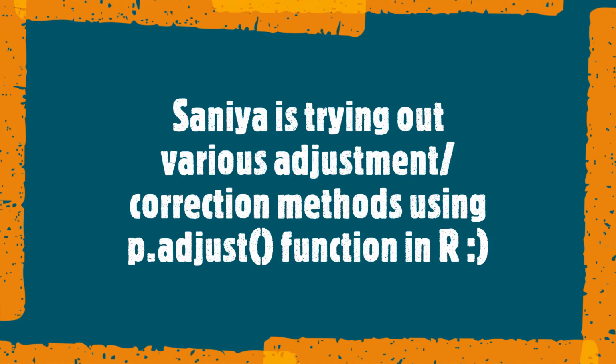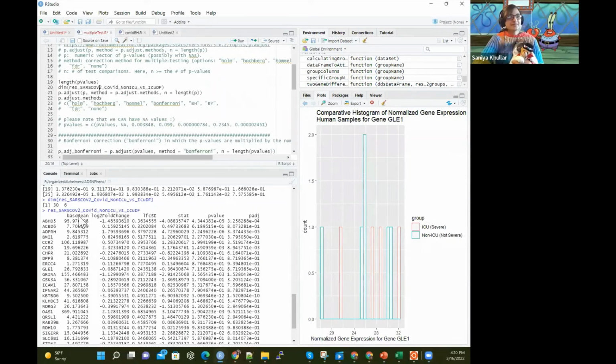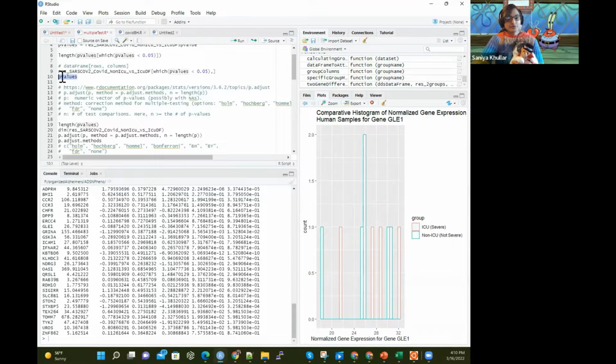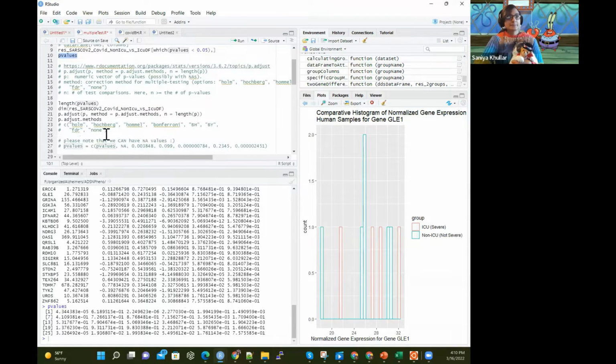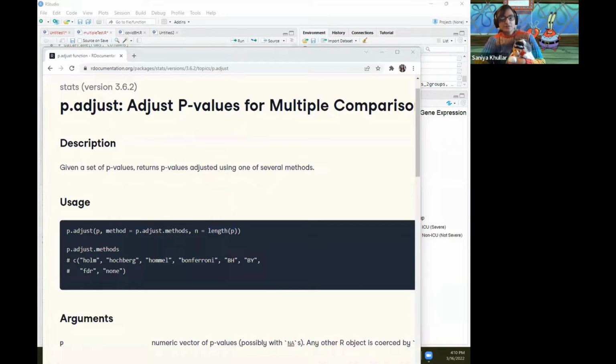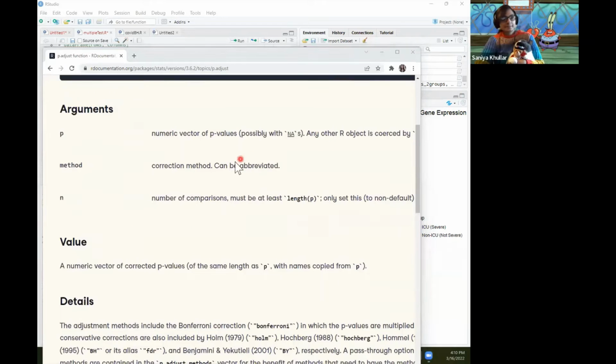So basically, what I'm going to do now is use these p-values that we have and try out different methods. I'm going to show you what happens if we change each of these methods right here. We're going to focus on adjusting this right here. We're going to see what happens if we try Holm, Hochberg, Hommel, Bonferroni, BH, which is the same as FDR, BY, or none. That's what we're going to do here.